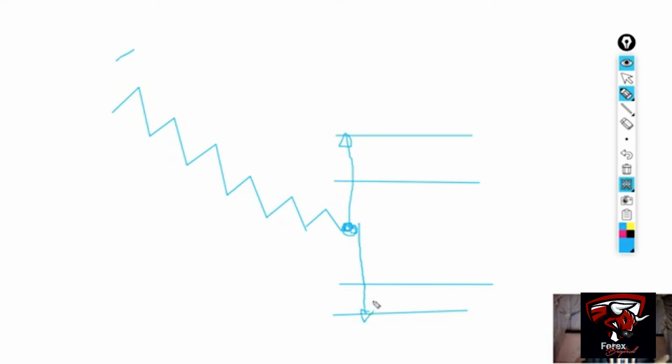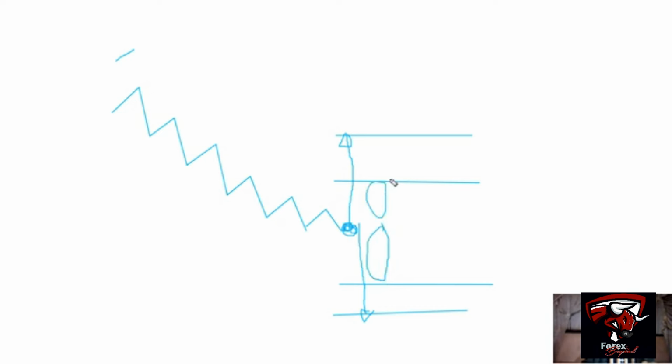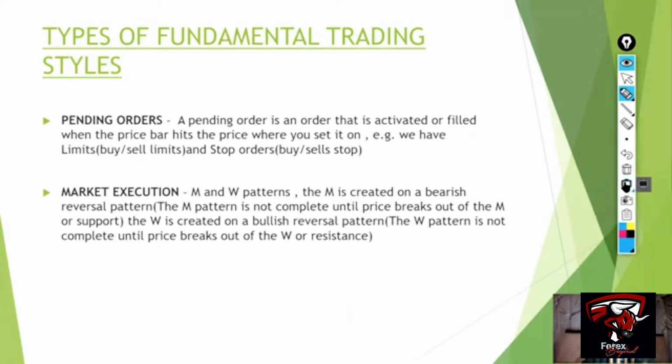Now, the only problem with this strategy is that you don't get to actually profit from the volatility of the movement. As you can see, you only catch the small spike. This is the safe part of catching the fundamental news, but as you can see here, it will provide you with less profits. Now, the market execution focuses on M and W patterns.